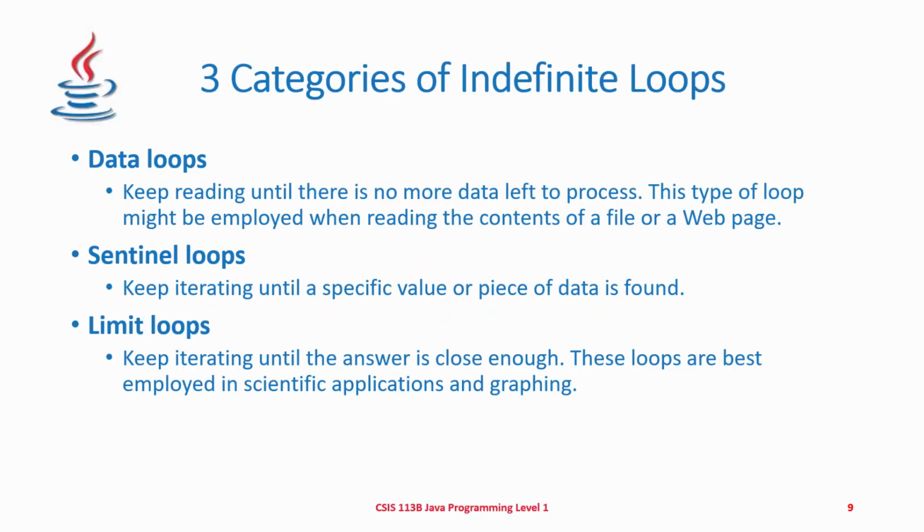There are three categories of the indefinite loops. Data loops, where we keep reading until there is no more data left to process. This type of loop might be employed when reading the contents of a file or a web page. Sentinel loops keep iterating until a specific value or a piece of data is found. And limit loops keep iterating until the answer is close enough. These loops are best employed in scientific applications and graphing.